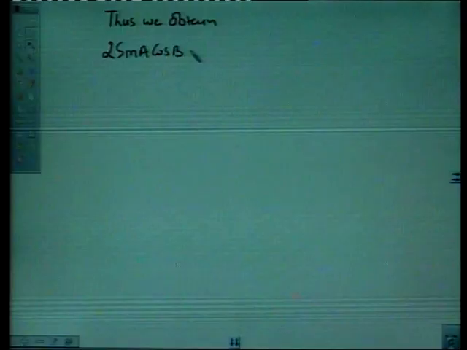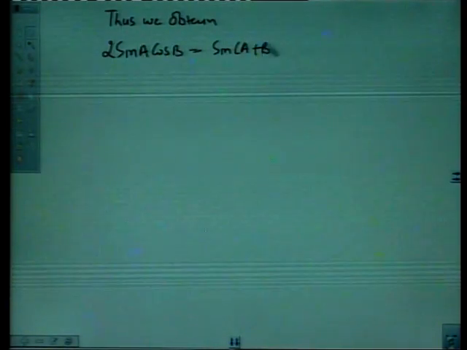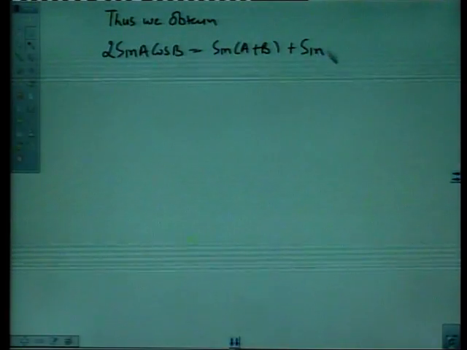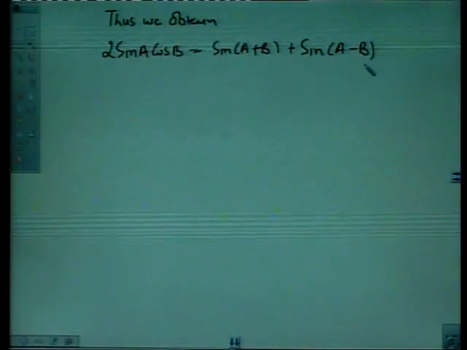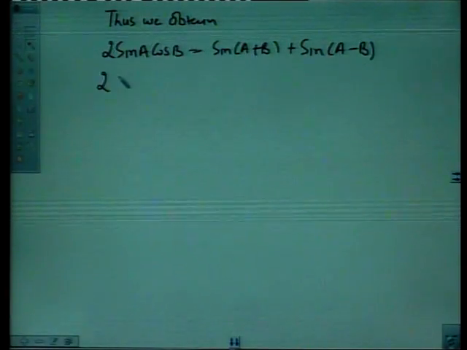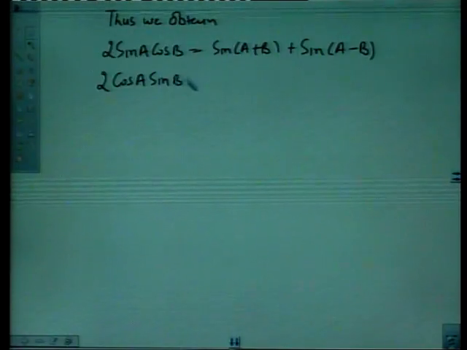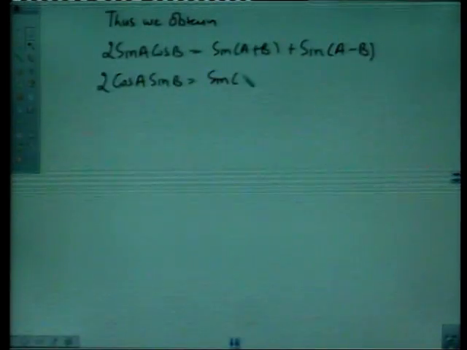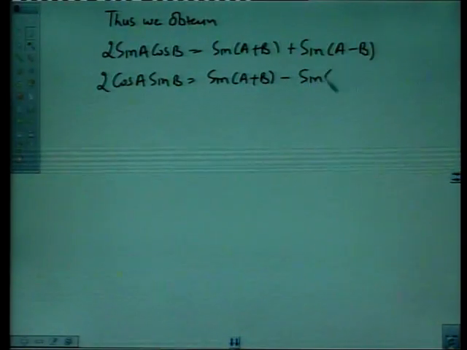Thus what do we obtain? What is the formula for 2 sin A cos B? It is sin(A plus B) plus sin(A minus B). So, this is a formula. The second formula we derived, 2 times cos A sin B, is sin(A plus B) minus sin(A minus B).